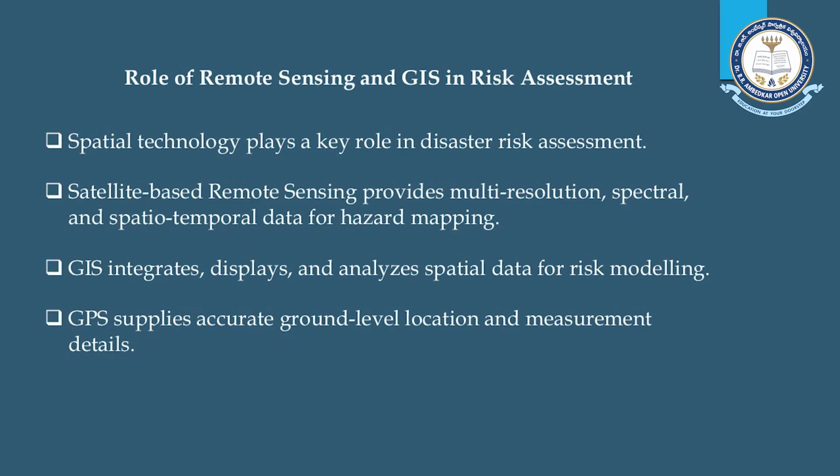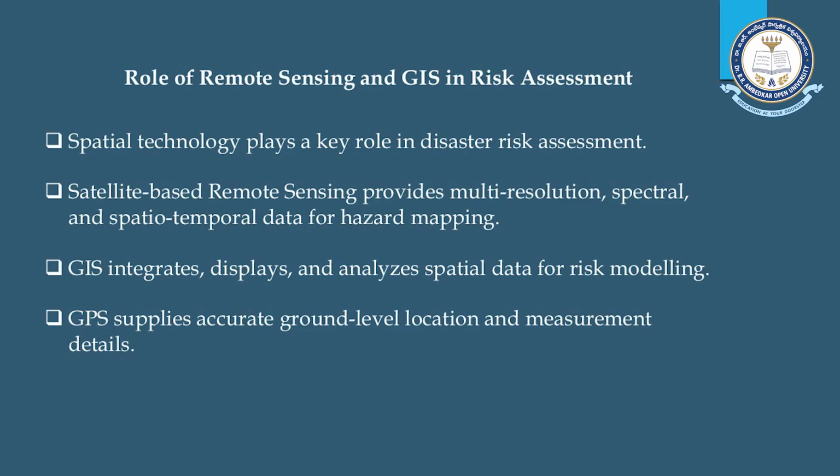Spatio-temporal means, for example, if a disaster occurs, we take different periods of time and see what damage was caused. All these can be assessed through remote sensing, GIS and GPS. Now integration: GIS integrates, displays and analyzes the spatial data for risk modeling. So for risk modeling or making models, GIS is used, and GPS supplies accurate ground level location and measurement details.